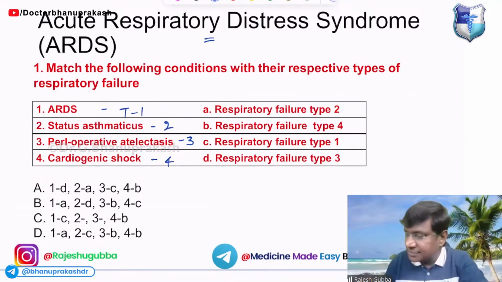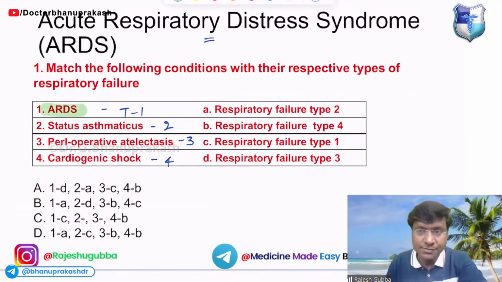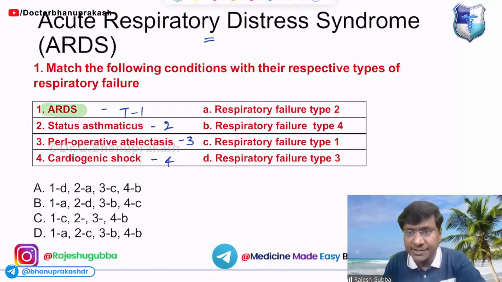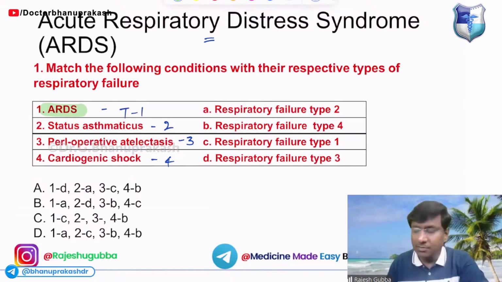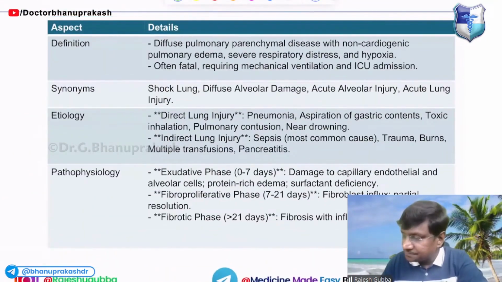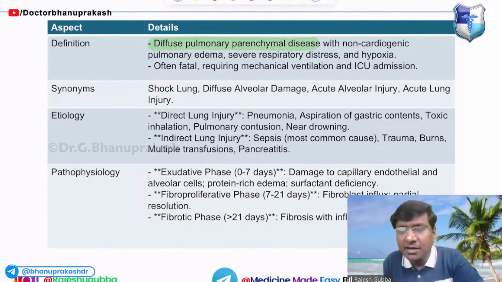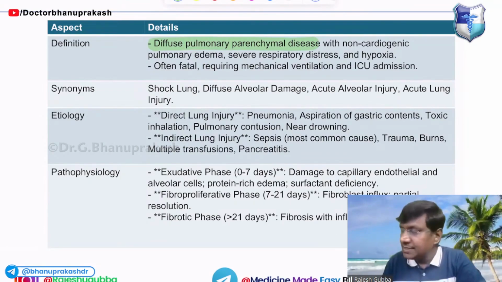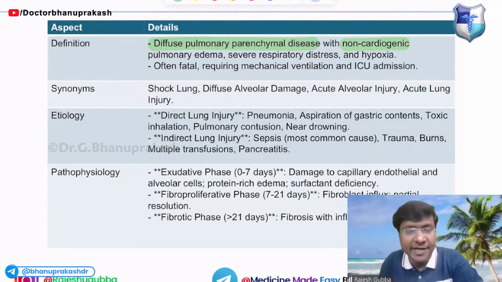Now, our area of discussion is what? That is ARDS. So let me try to discuss ARDS in detail. Now, what exactly is the problem in patients with ARDS? In patients with ARDS, there is diffuse bilateral pulmonary parenchymal disease, and the type of pulmonary edema that you will have is non-cardiogenic pulmonary edema.